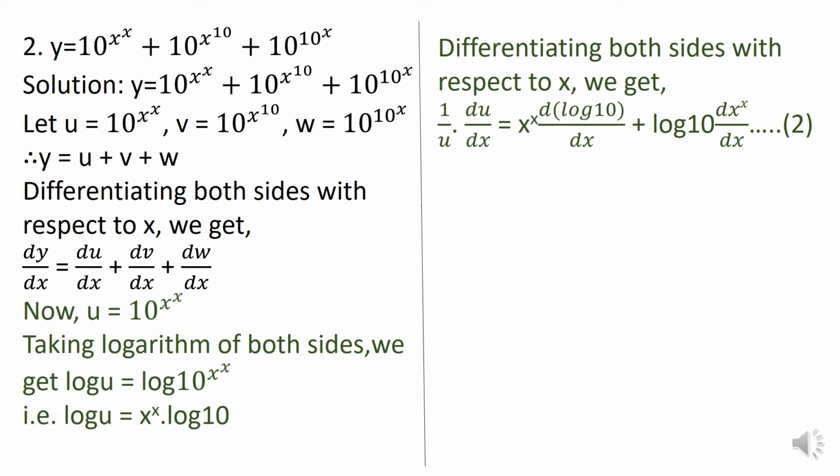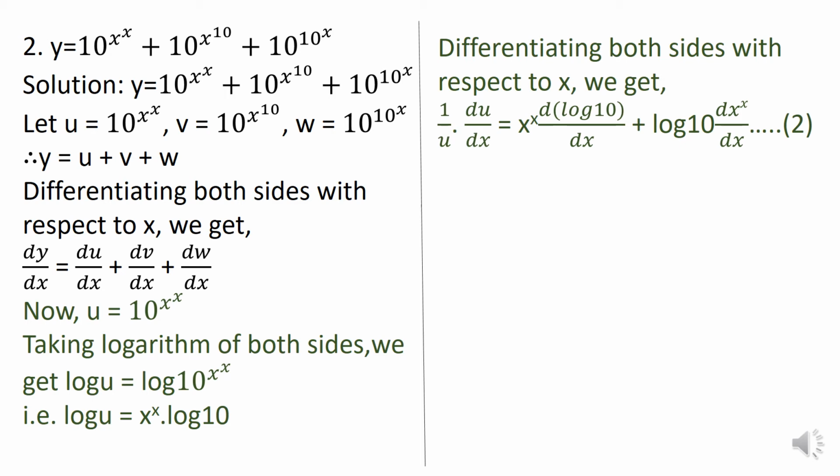Now observe the first term on the RHS. The first term, derivative of log 10. You remember that derivative of any constant is 0. Log 10 is a constant, of course. So the entire first term becomes 0. Henceforth, we will not be writing the first term in the derivative of u actually.